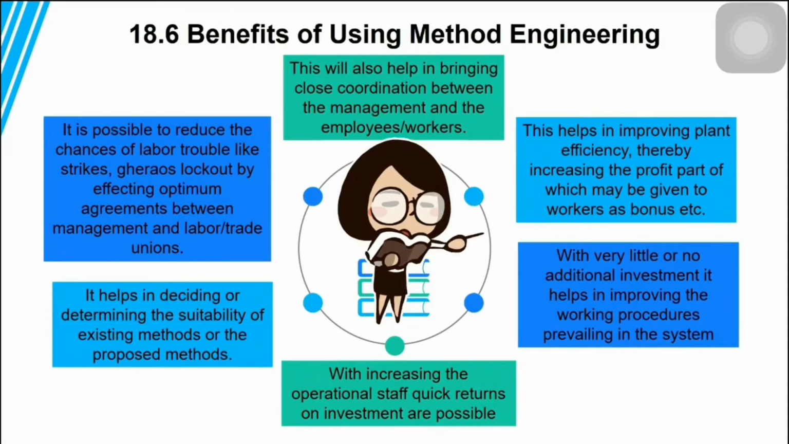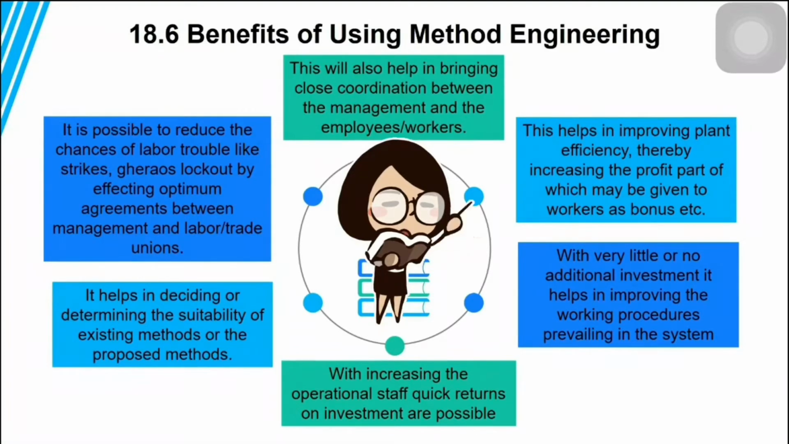Benefits of using method engineering. First, this will also help in bringing close coordination between the management and the employees or workers. This helps in improving plant efficiency, thereby increasing the profit, part of which may be given to workers as bonus.